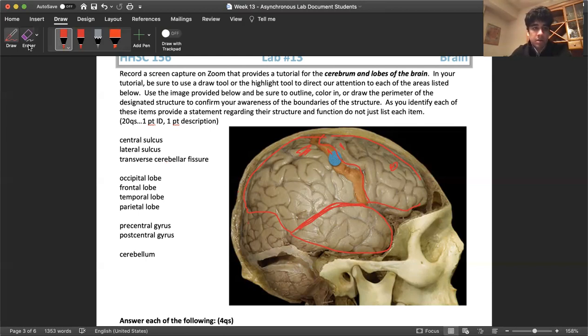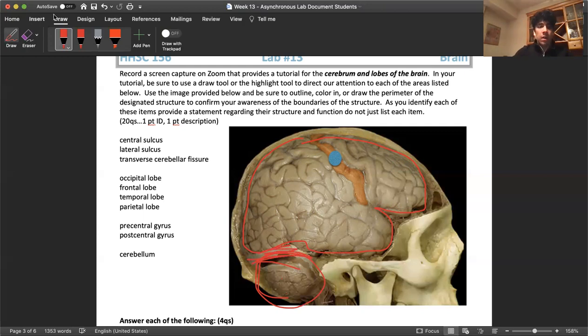Going back to what I was talking about earlier. Sorry, let me erase these right here. As I was saying earlier, the cerebrum is all this. It includes all of our lobes. This is cerebrum, and then the cerebellum would be down here in this little section. There would be some fissure in this area that separates those two.